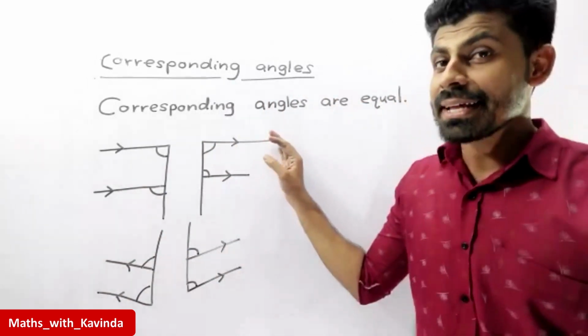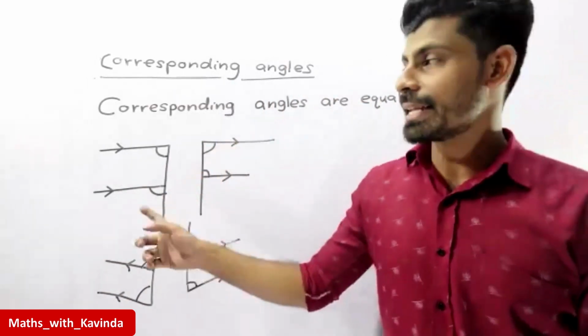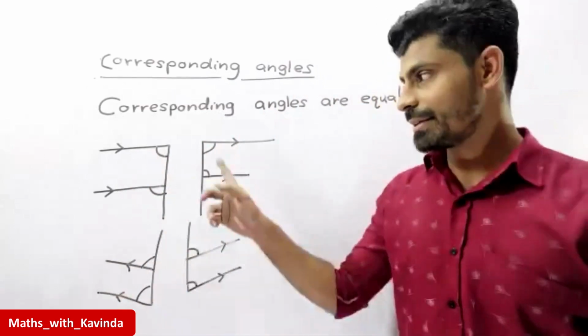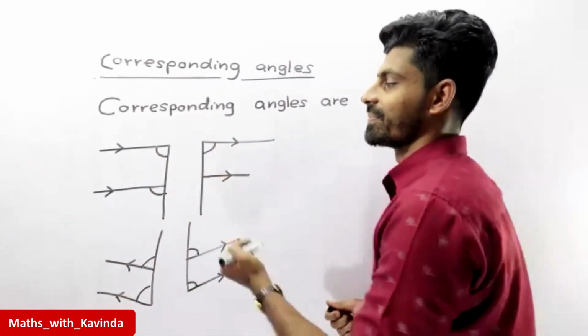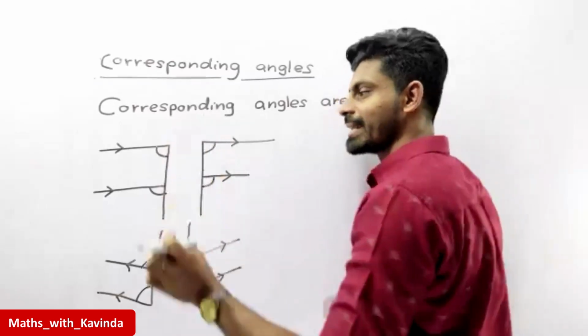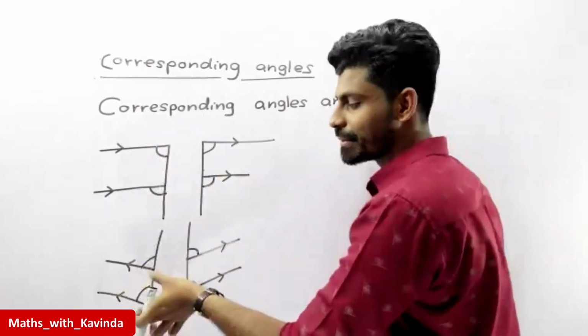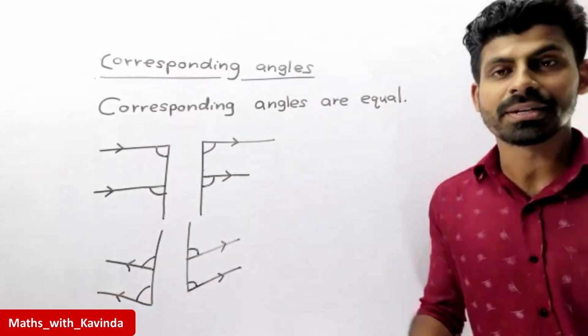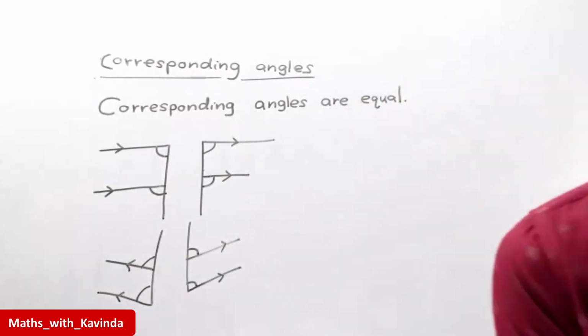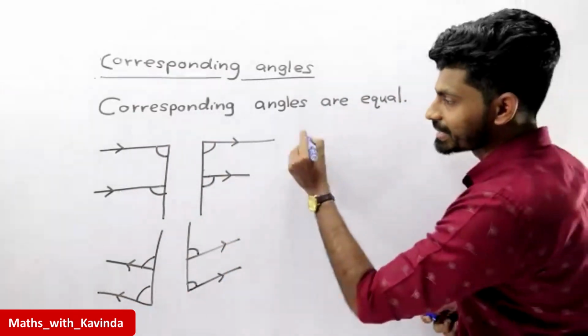If you're having the parallel lines and one transversal line, those two angles are equal. Those two angles are equal. So also equal, equal, equal. So what is the name of that one? Corresponding angles, right? Let's quickly move to some questions.